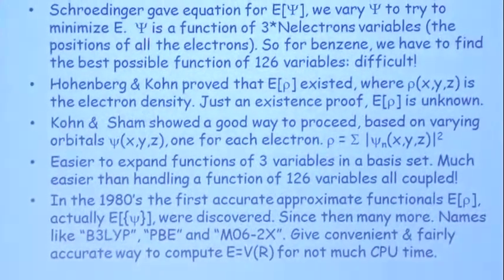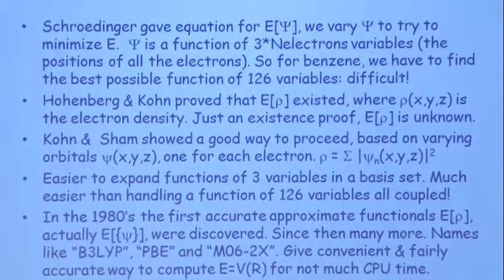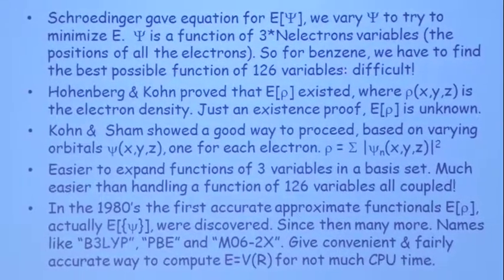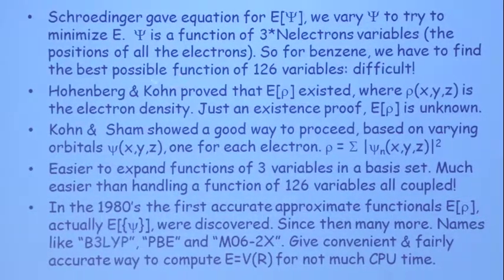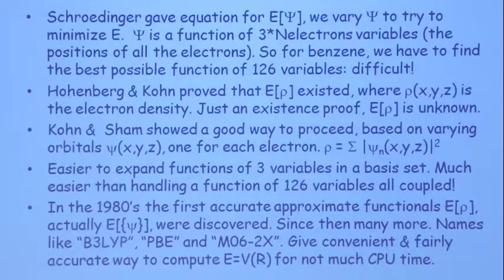But this wave function is a function of 3 times the number of electrons variables, which is the positions of all the electrons. So for something like benzene, it turns out you have 126 variables because you have so many electrons. So this is pretty hard. It's hard to find the very best possible function of 126 variables. This is a very complicated function. And so this has been the problem.